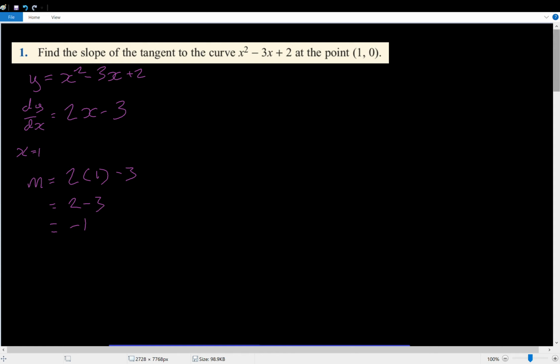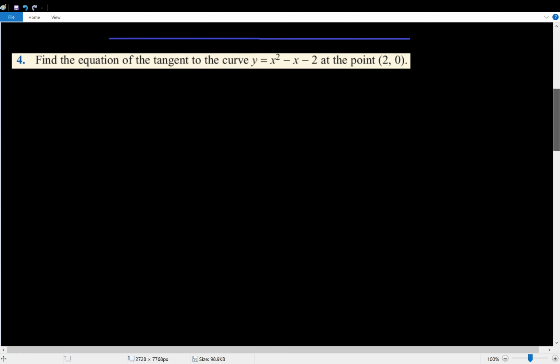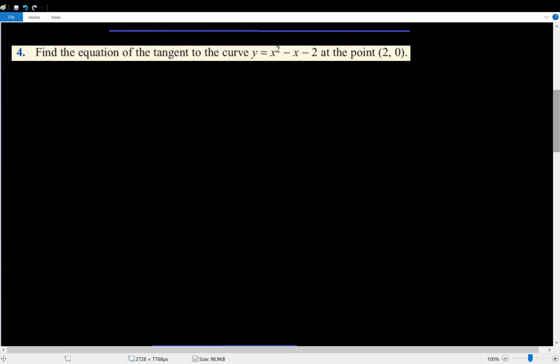But let's take a look at the next question, question 4, and we'll take that concept a little bit further. In question 4, we're asked to find the equation of the tangent to the curve y equals x squared minus x minus 2 at the point 2, 0. In order to find the equation of any line, we need a point on the line and we need the slope of the line. So we've been given the curve itself, and since we're trying to find a tangent to the curve, we're going to need to differentiate to find the slope of that tangent.